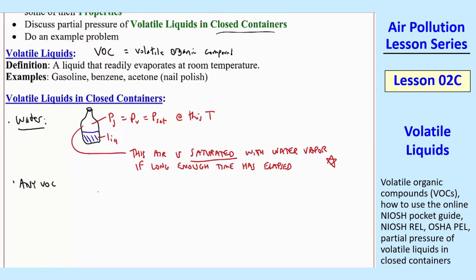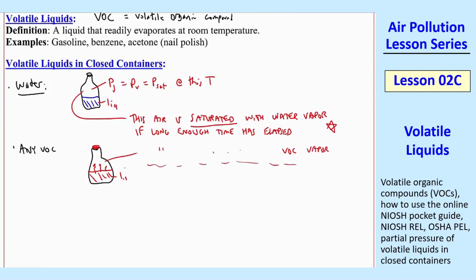We have exactly the same situation. So if I have a container of a VOC, so this is some liquid here, it starts evaporating. Let's suppose the lid is put on. So it starts evaporating until the same thing happens. The air is saturated with, instead of water, just VOC vapor, if a long enough time has elapsed. It's the same kind of idea. So for this case, we have in the air here, P_j is equal to P_v or P_sat, the saturation pressure or the vapor pressure at this particular temperature.